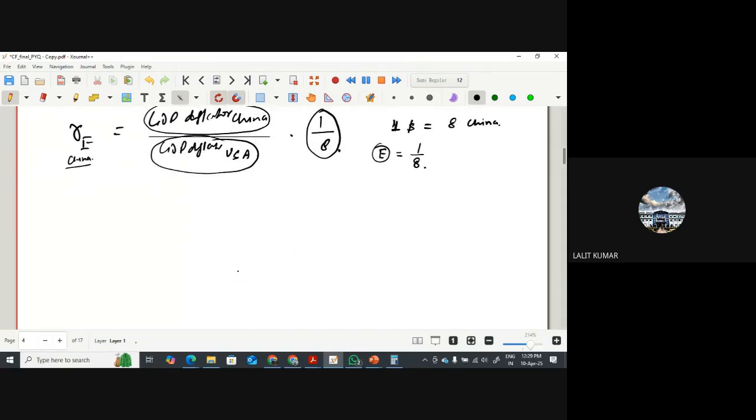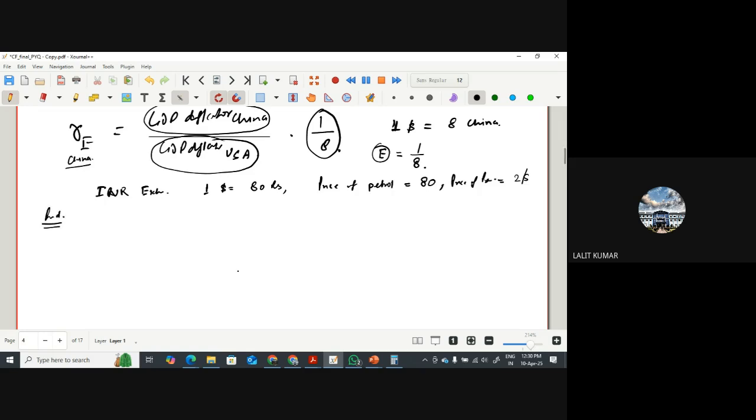So again, just to revise, when we say Indian exchange rate, INR exchange rate is $1 is equal to 80 rupees. And then they say price of, for example, petrol in India is 80. Price of petrol in USA is, for example, $2. Find the real exchange rate.